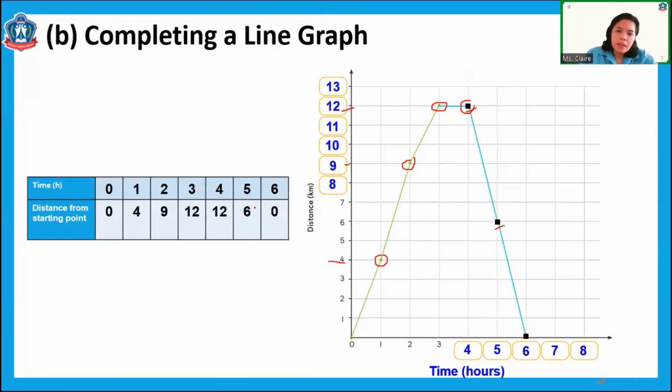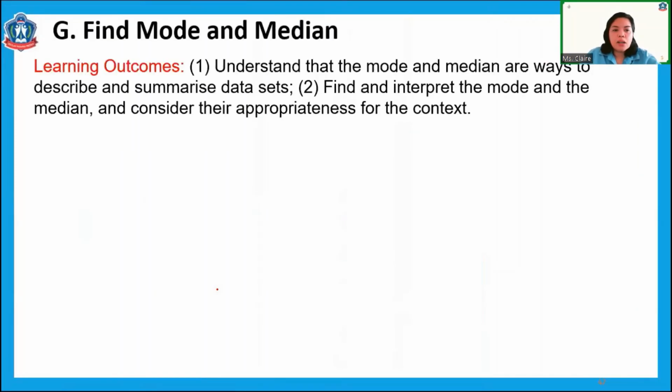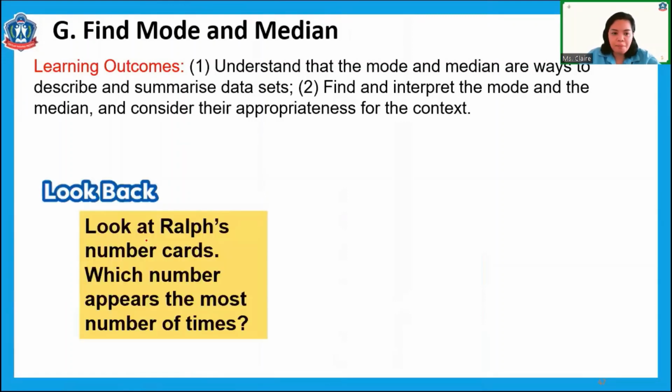Now, I have here a question for you. Why, after 3 hours and 4 hours, is the distance that Darwin hiked still the same, and that is 12 kilometers? Okay, if you know the answer, children, you can share that during our class. Now let's move on to lesson 7, finding the mode and median of data.